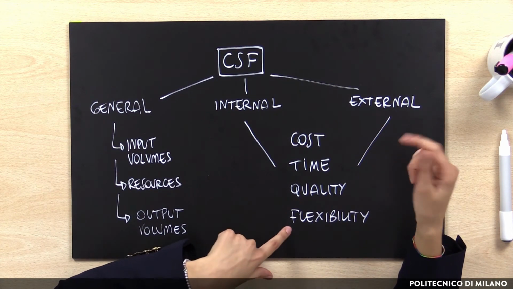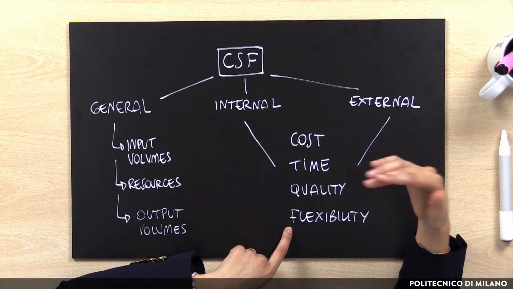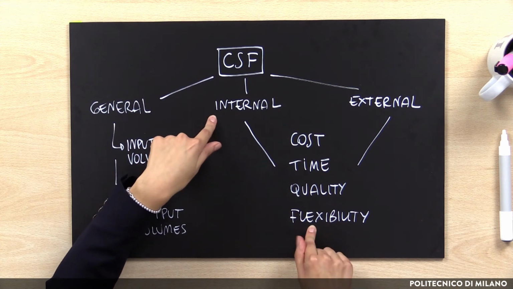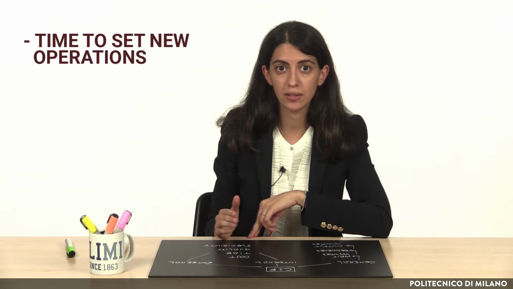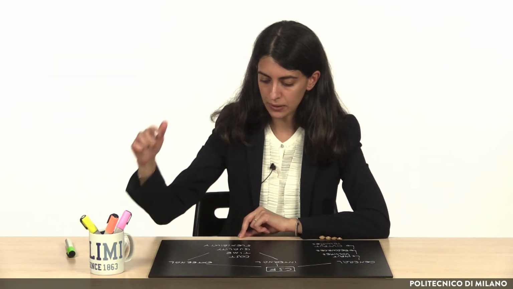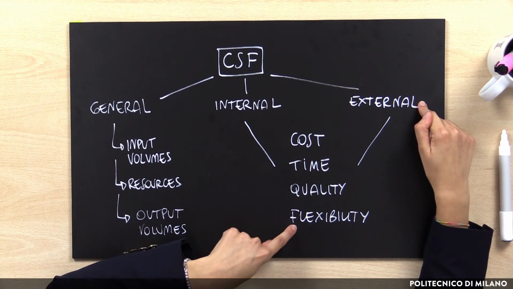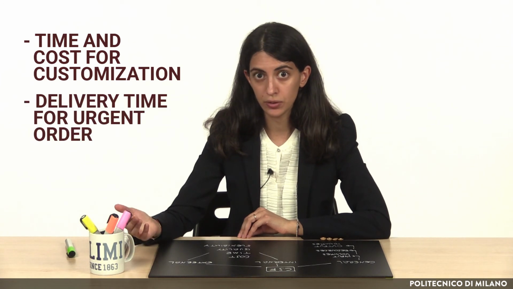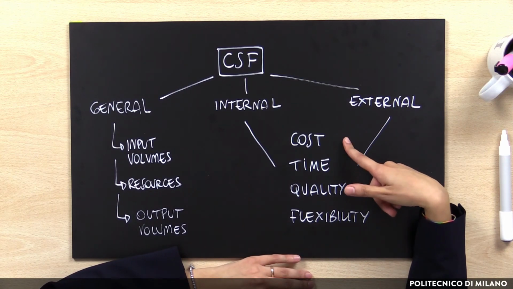Lastly, we have flexibility performances. Flexibility refers to the capability of the process to respond to the changes required by the final customer with limited time and cost impact. An example of internal flexibility performances is represented by the time needed to set new operations or the percentage of not used capacity. Examples instead of external flexibility performances are time and cost for realization of customized product or time of delivery for urgent orders.